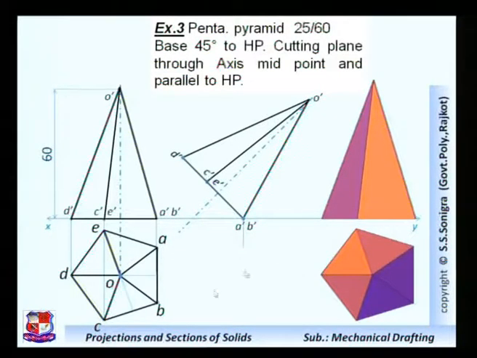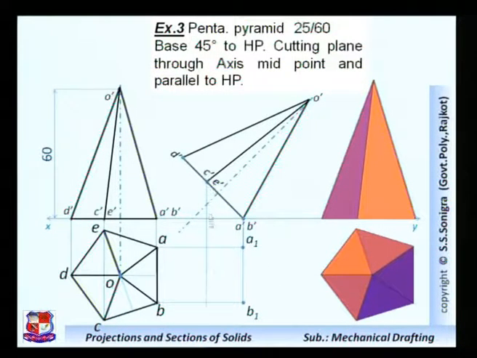Now how to draw its top view? For that, from A dash and B dash, draw straight vertical line. From A, straight horizontal line. Both will meet at one point. Mark that point, this is point number A1. Vertical line from point B dash like this. Horizontal line from point B. Both will meet at one point B. Name it as point number B1.